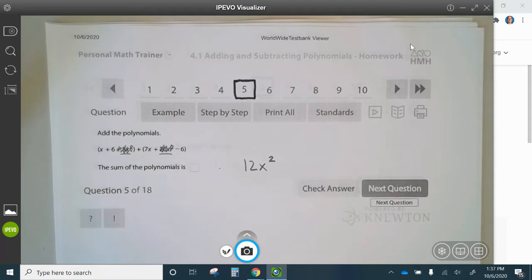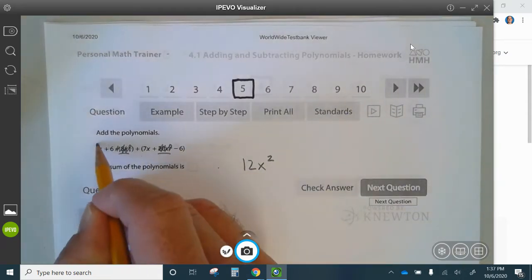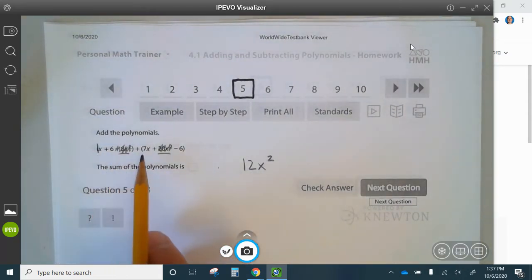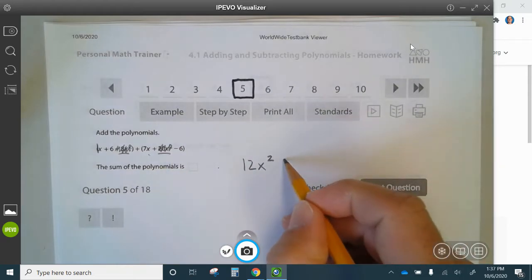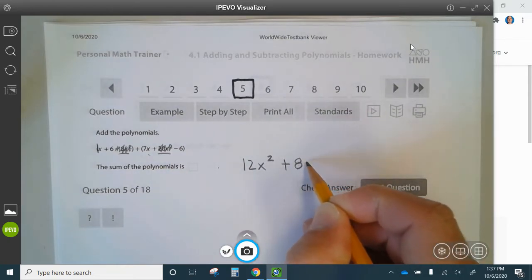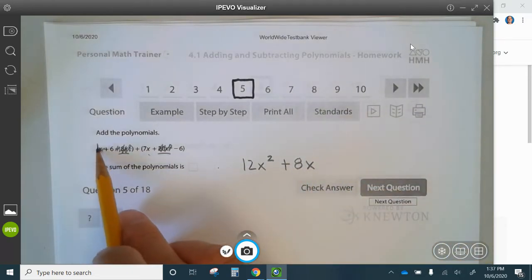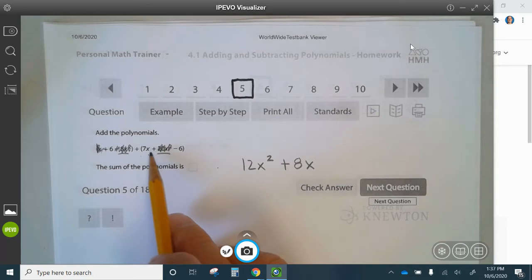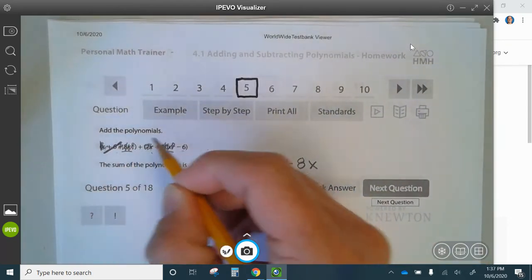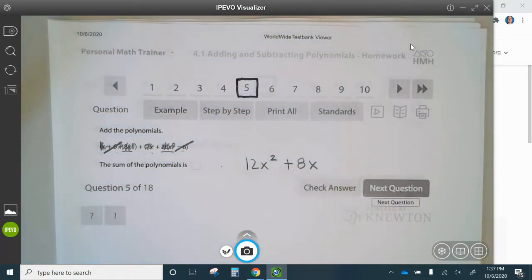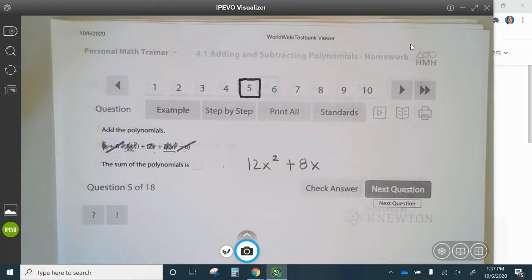Now, it looks like we have an x. So this is a 1x and a 7x combined to be plus 8x. So we're done with this. And now 6 minus 6 is plus 0, so they cancel. So you're left with 12x squared plus 8x. So the sum of the polynomials is 12x squared plus 8x. All right, go ahead and finish up question number 5.